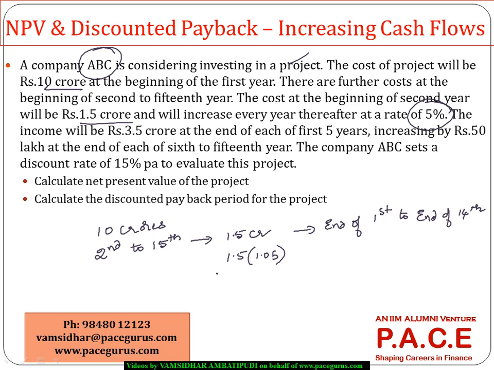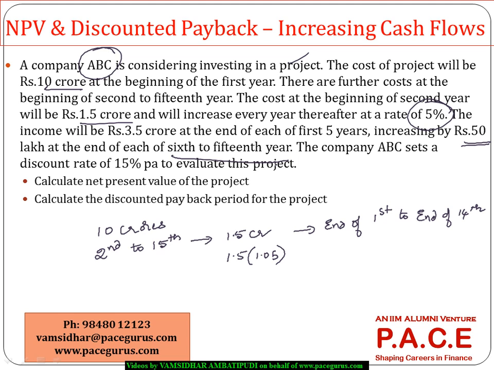So these are about the cash outflows. The income will be 3.5 crores at the end of each of the first 5 years and then increase by 50 lakhs at the end of each of the 6th to 15th years. The company sets a discount rate of 15% per annum.